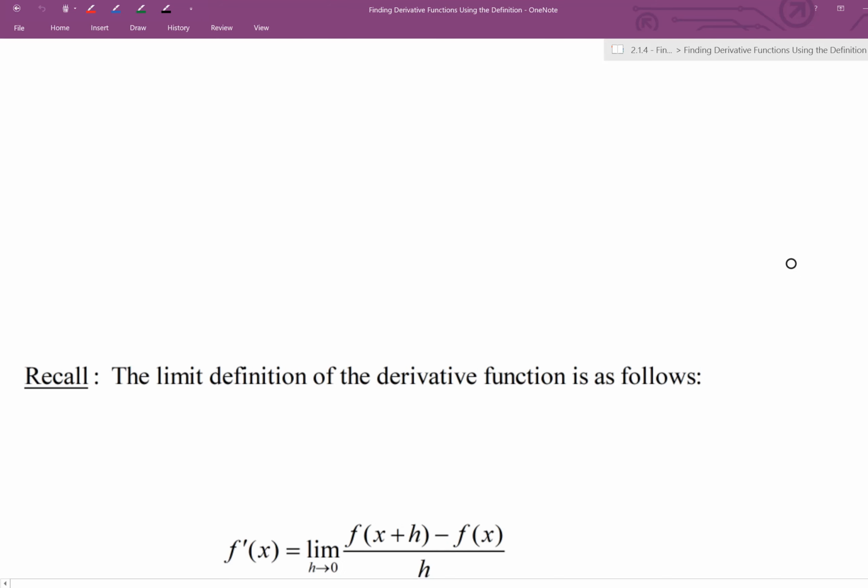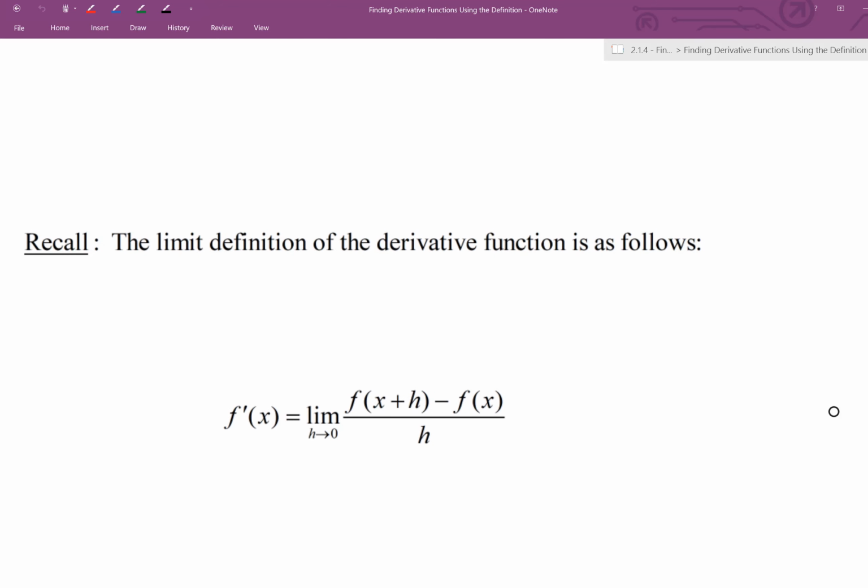All right, so just to recall, the limit definition of the derivative function. Given some function y is f of x, it's doing its thing. Then the derivative function, remember that's pronounced f prime of x, is defined to be the limit as h goes to 0 of f of x plus h minus f of x divided by h.